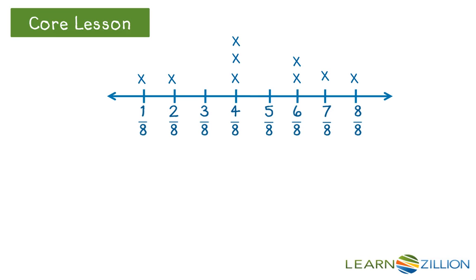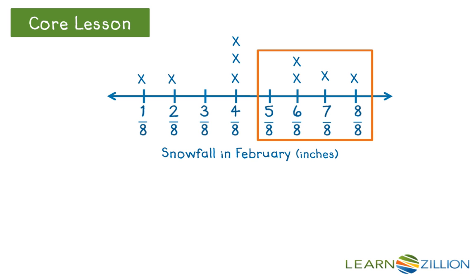Since the line plot has the days of snow ordered from least to greatest, we can easily find the days that had more than half of an inch of snow. There were 2 days where 6/8 of an inch of snow fell, 1 day where 7/8 of an inch of snow fell, and 1 day where 8/8 of an inch fell. We need to add up these days of snowfall to see if the total is more than 3 inches of snow.